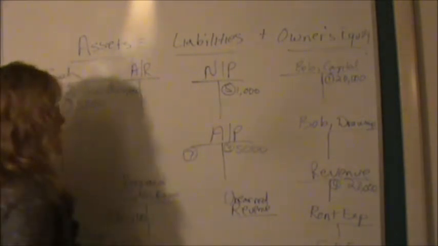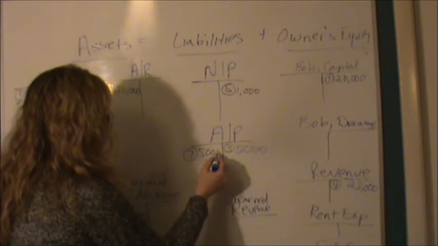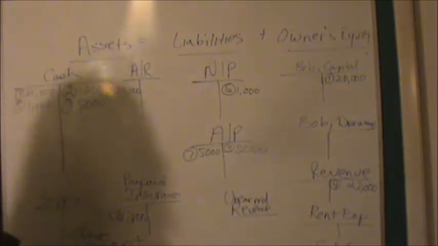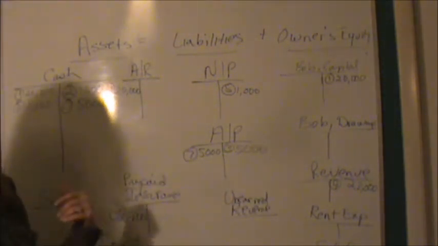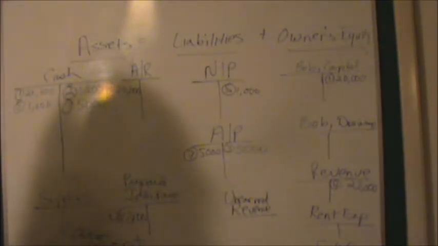And now we're going to decrease accounts payable, so we have to do that with a debit, right? Because to decrease a liability account, it's not an asset, expense, or owner's draw account, so it must be decreased with a debit.